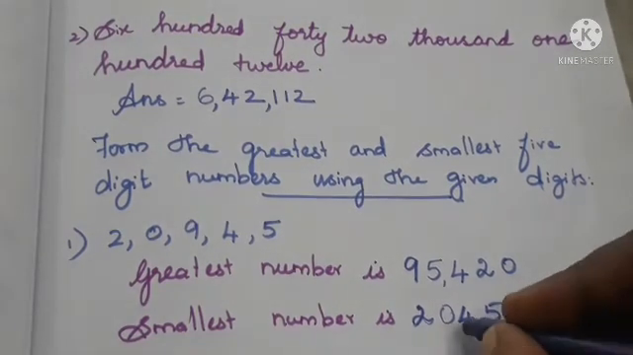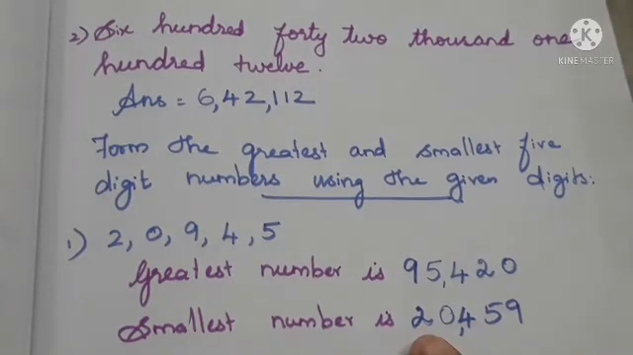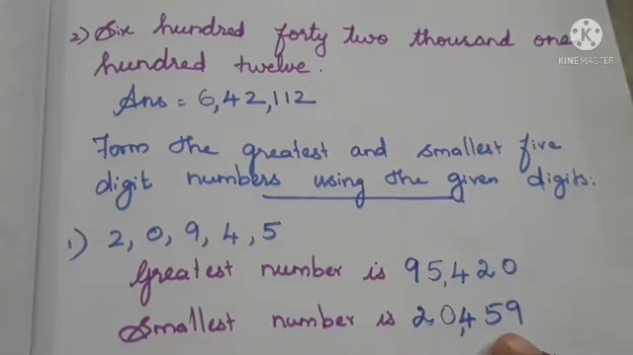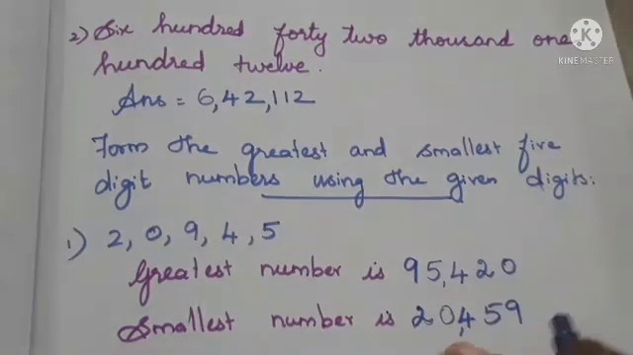Now we got 20,459. Okay, don't write the 0 at the first, because if you write the 0 at the first, you will get only a 4-digit number. Okay, they asked to write the 5-digit number. So this is the 5-digit smallest number. Okay, have you understood, ma?